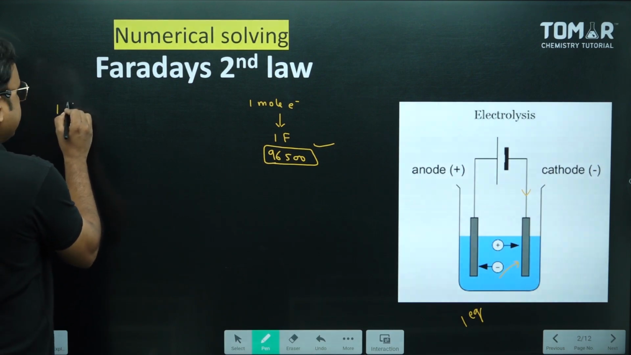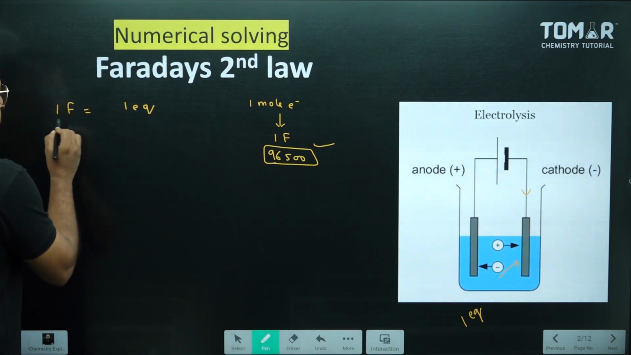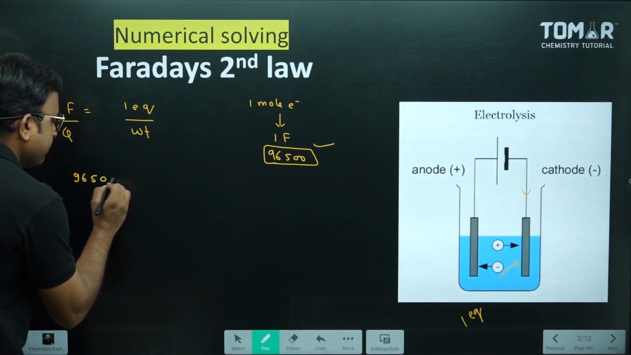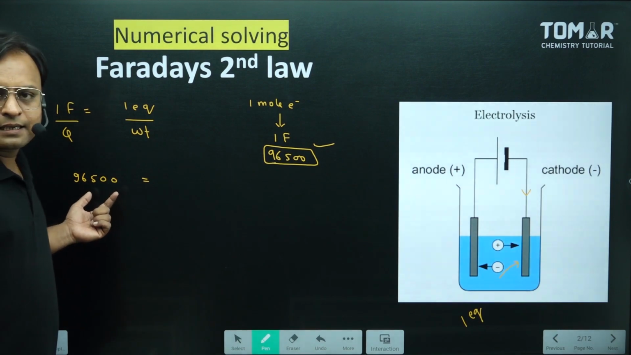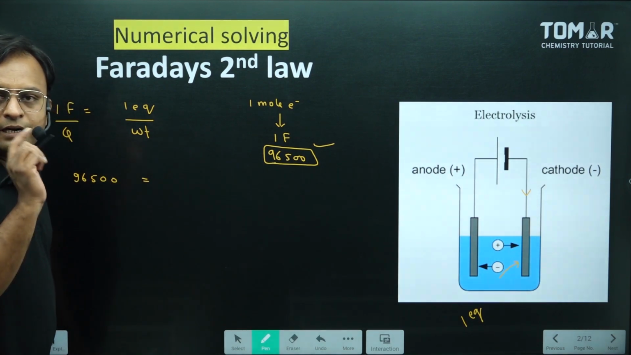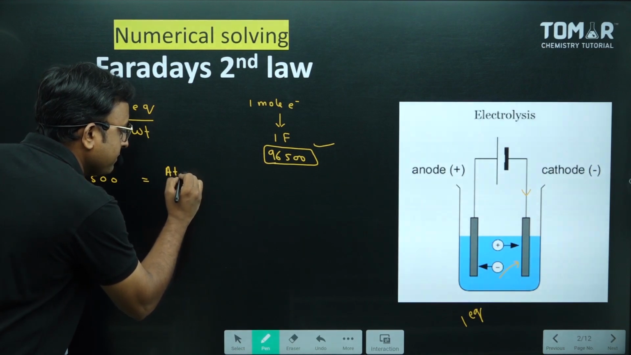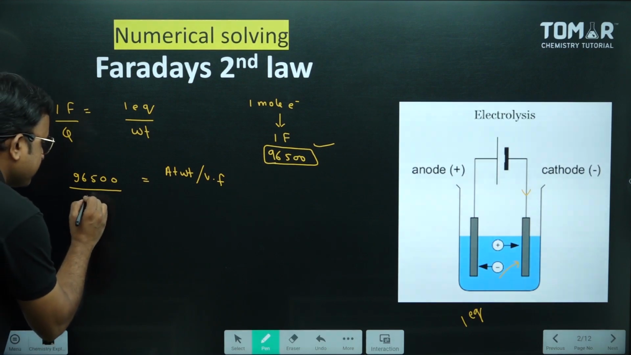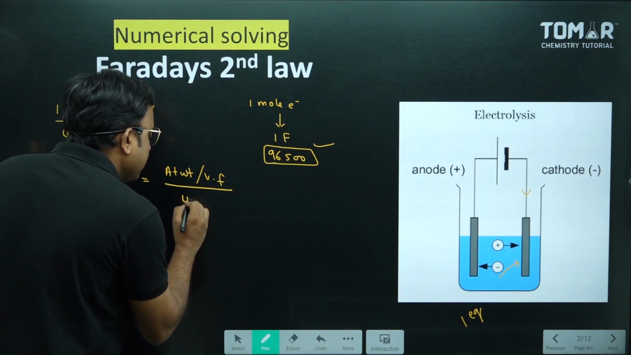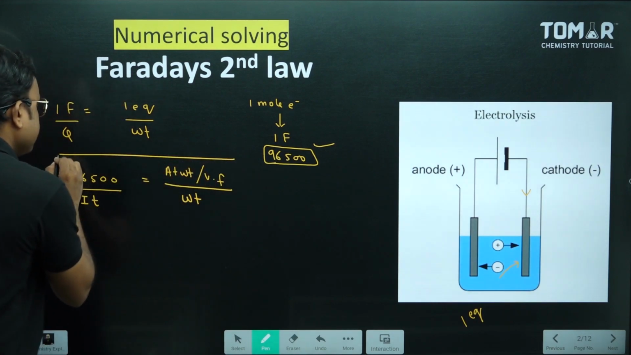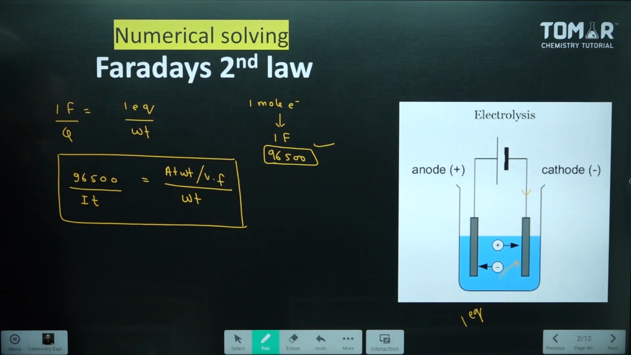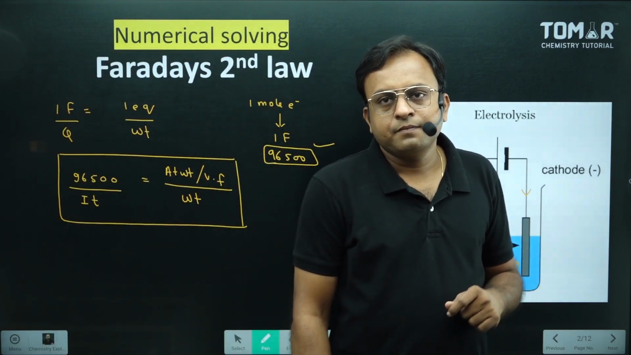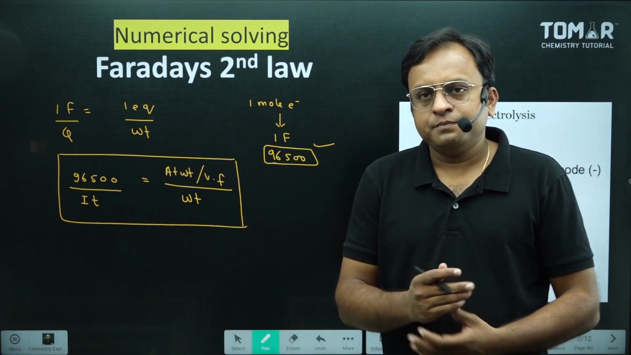1 farad of electricity will deposit 1 equivalent. Then Q charge will deposit how much weight? 1 farad is 96500. This much electricity will deposit 1 equivalent. 1 equivalent is atomic weight by valency factor. Now, charge is represented as current into time, and W is the weight deposited. This is Faraday's second law of electrolysis formula. You have to use this formula.